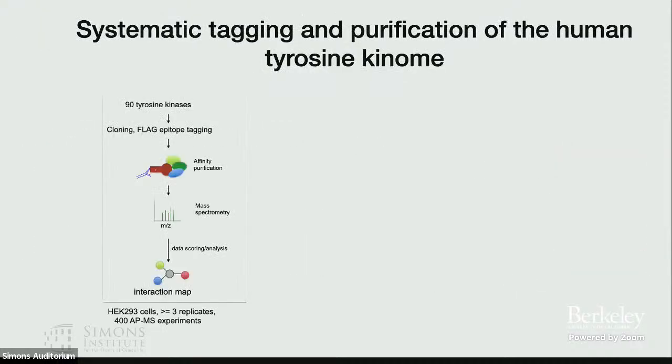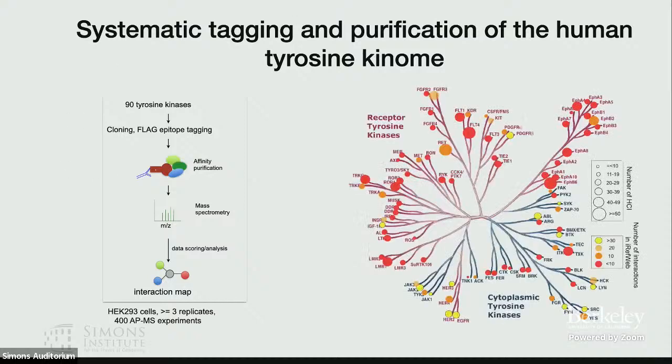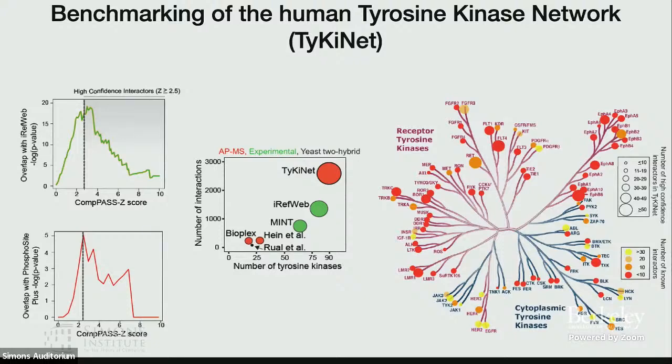So we set about a number of years ago, in collaboration with Nevin Krogan at UCSF, to clone and tag and systematically affinity purify all 90 human tyrosine kinases. This was done in HEK293 cells with a large number of replicates, consisting of over 400 AP-MS experiments. Putting these data together, we obtained a mostly uniform and unbiased survey of the physical interactions of all kinases in this family. So what do we use this for?